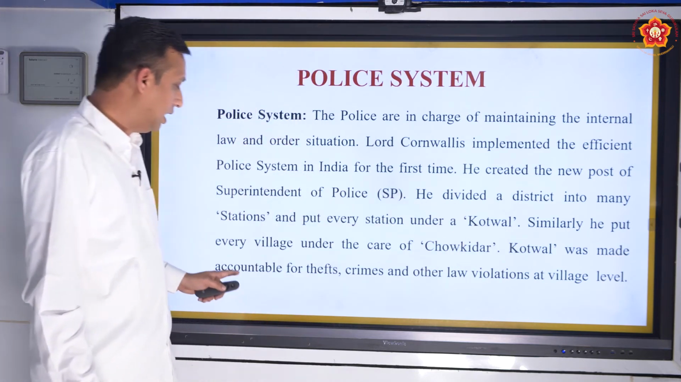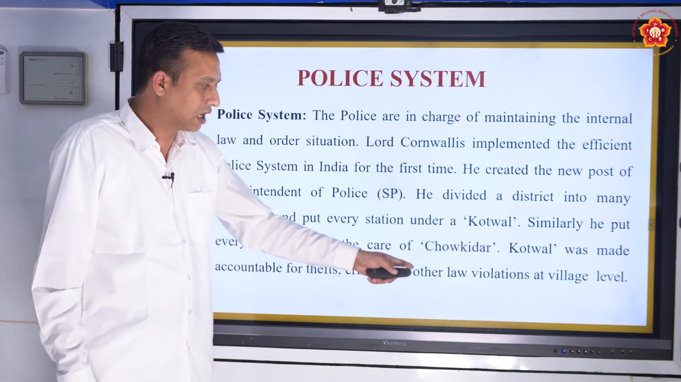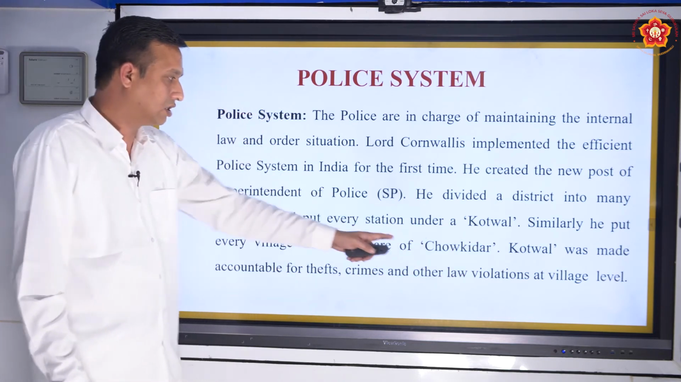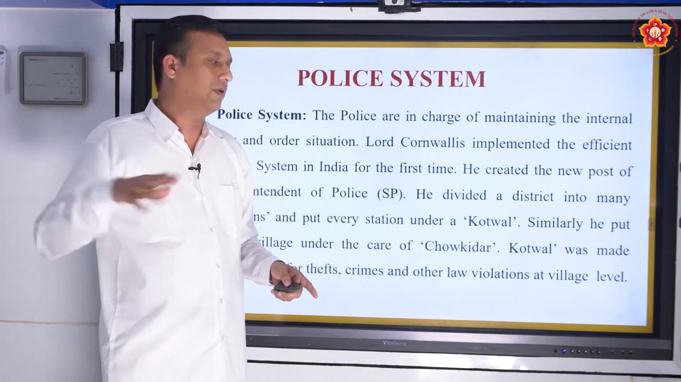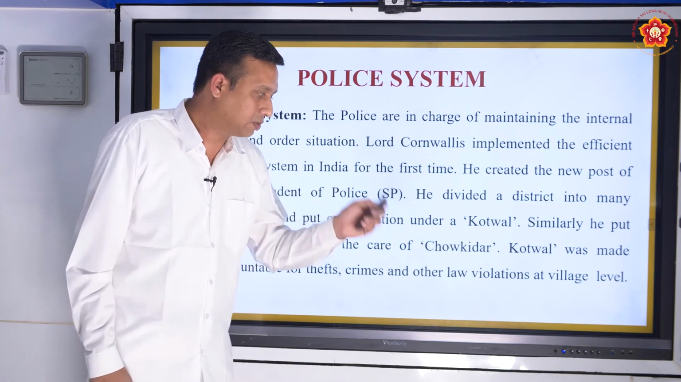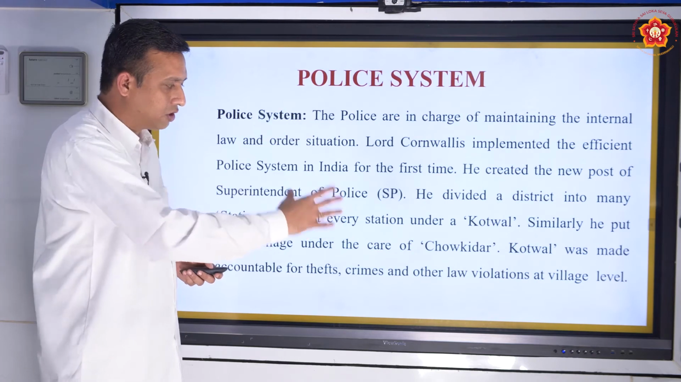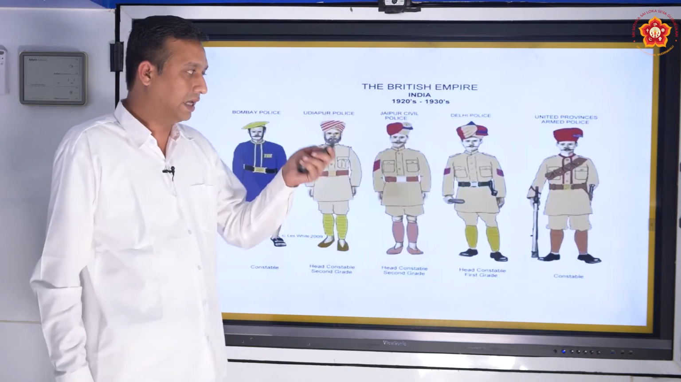The kotwal was made accountable for thefts, robbery, crimes and other law violations at the village level. So who was responsible? The kotwal is the supervisor, so if anything happens, he has to take the responsibility. In this way, with the Superintendent of Police, kotwal and chowkidar, the system was organized.